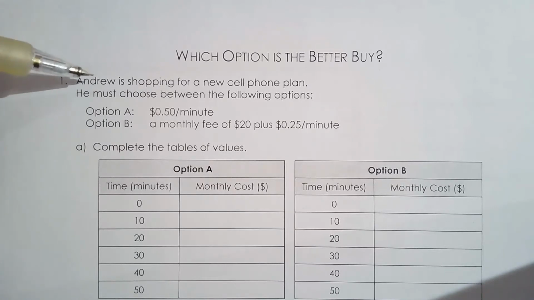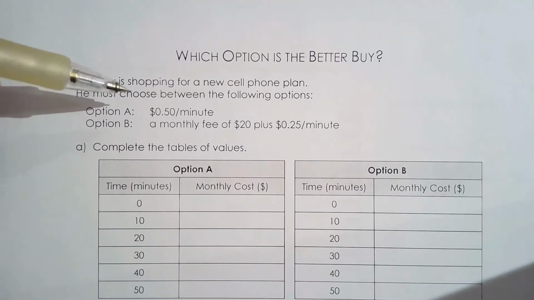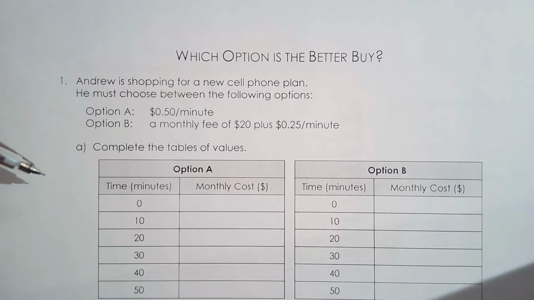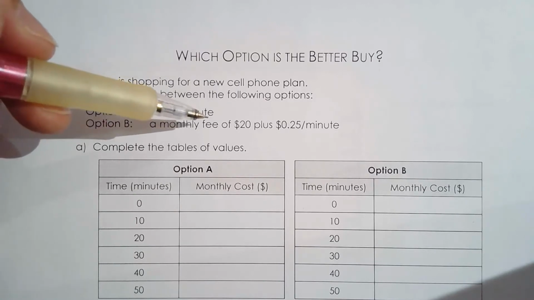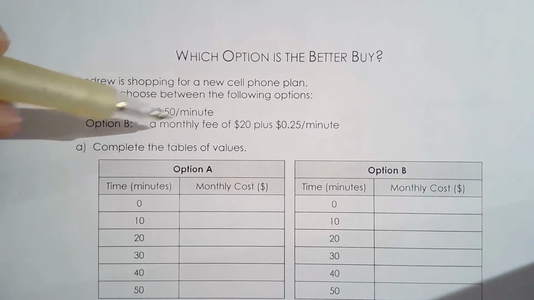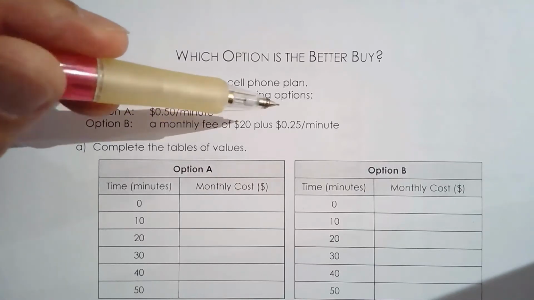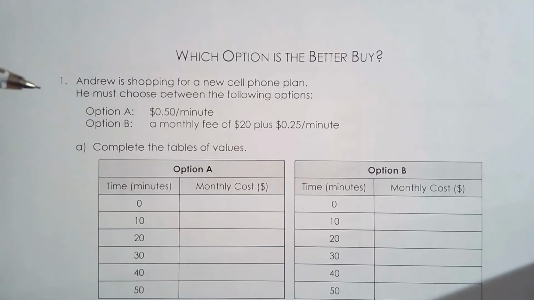So Andrew is shopping for a new cell phone plan. He must choose between the following options. Option A, he's charged 50 cents a minute. Whereas option B, you have a monthly fee of $20 plus 25 cents per minute.